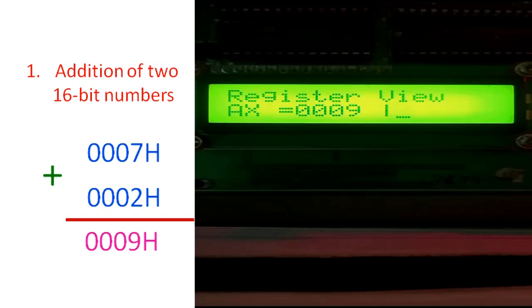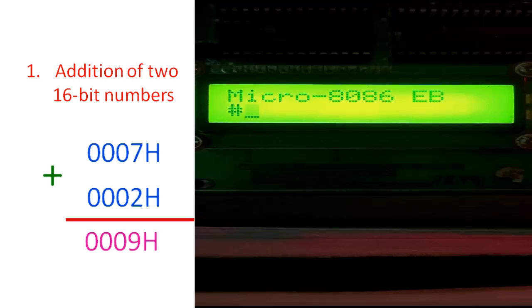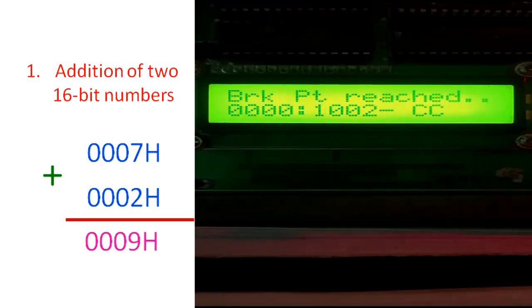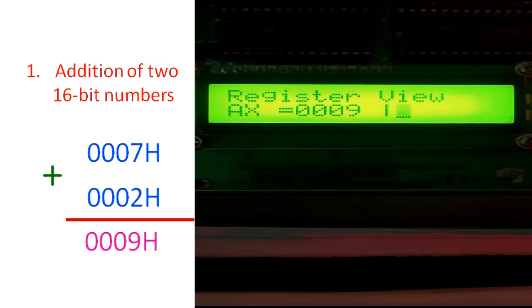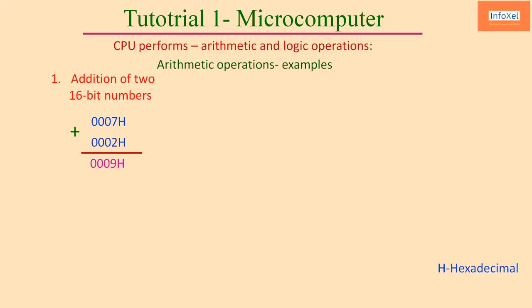Addition of two numbers: data 1 is 0007, data 2 is 0002. 7 plus 2 is 9. We will execute the program. Go 1000. Program executed. We will verify the result. 7 plus 2 is 0009. We just saw the demonstration of adding two 16-bit numbers.